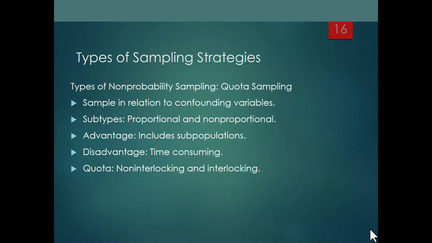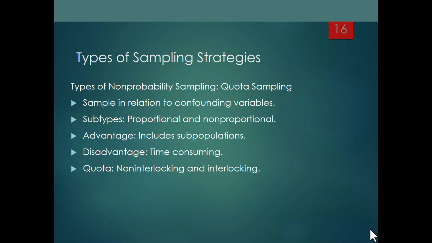Quota sampling involves obtaining a sample that is as representative as possible in relation to potentially confounding variables and of a specific size or quota. Those confounding variables are basically variables that relate to both your independent and dependent variables and may also be causing that relationship or association between those variables. So the spurious association is one where the researcher thought that there was a relationship between the independent and dependent variables.